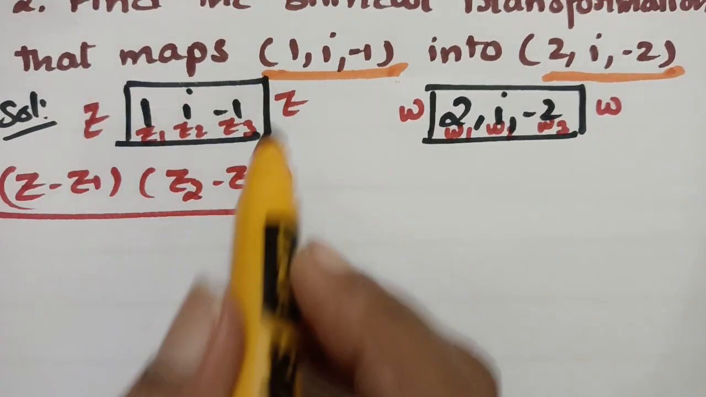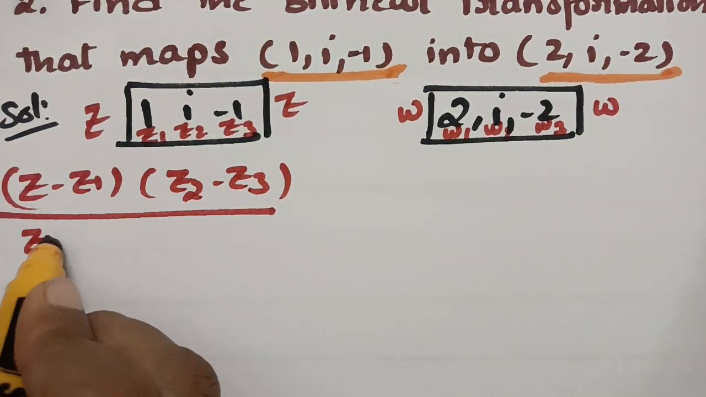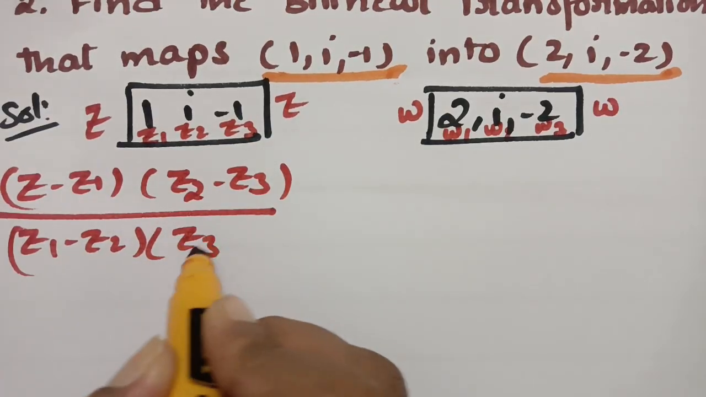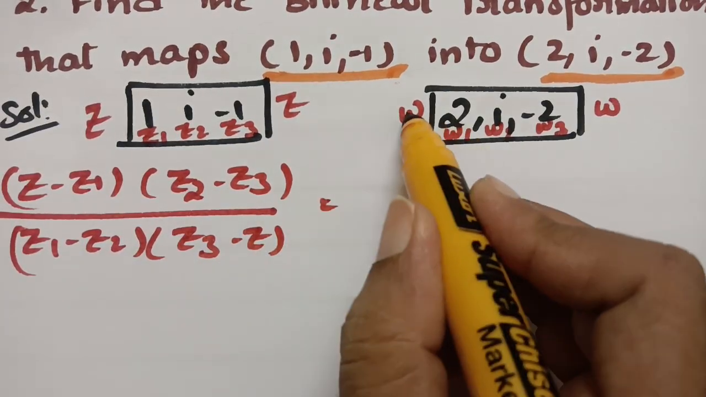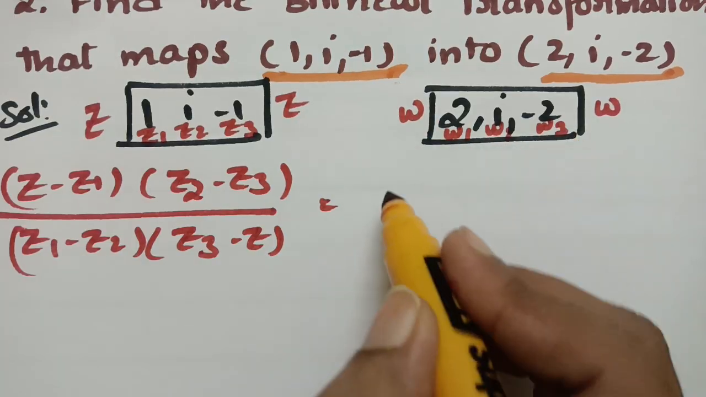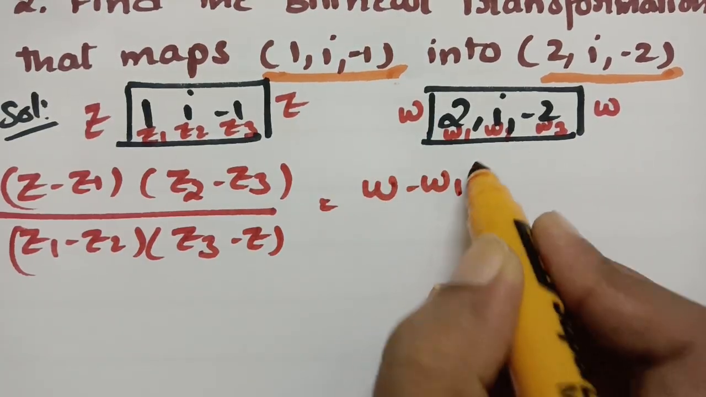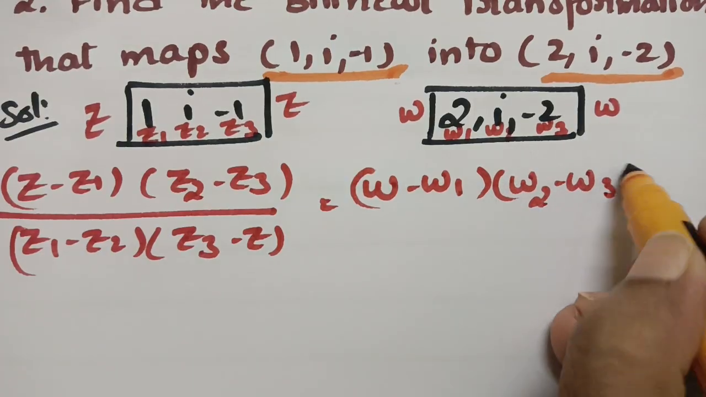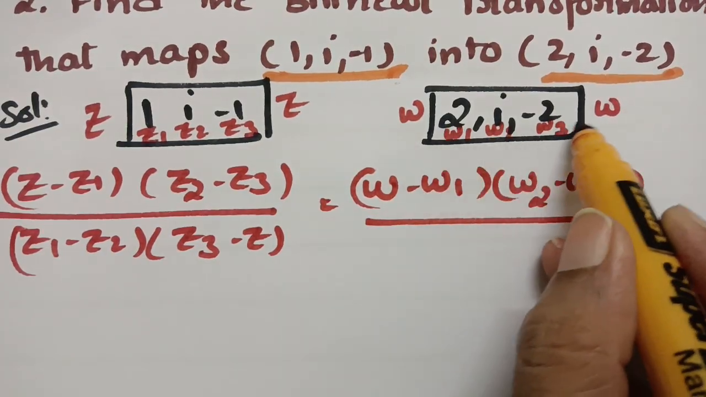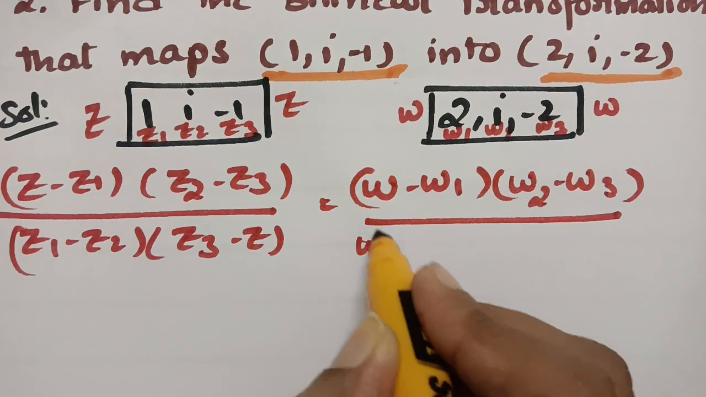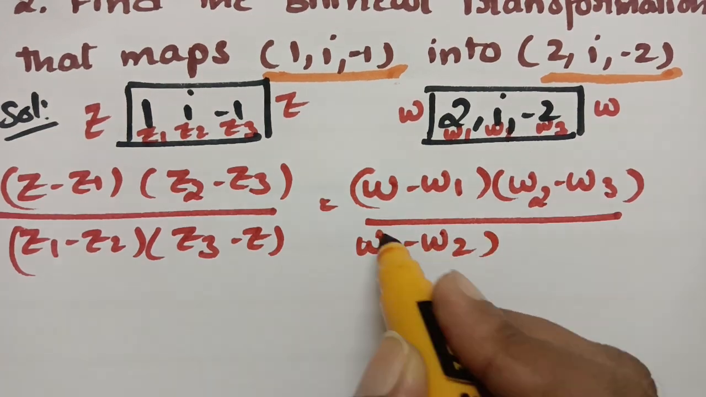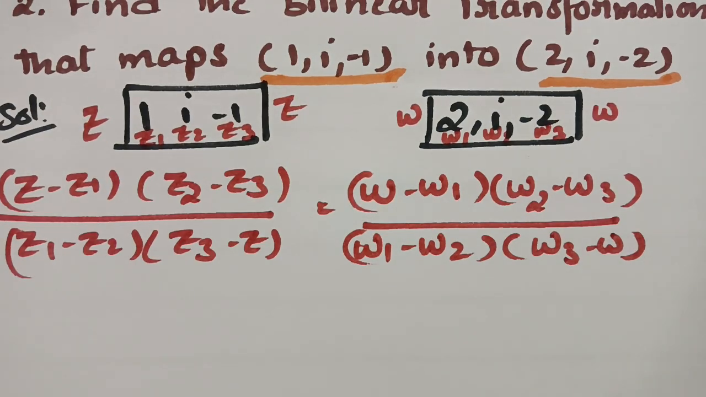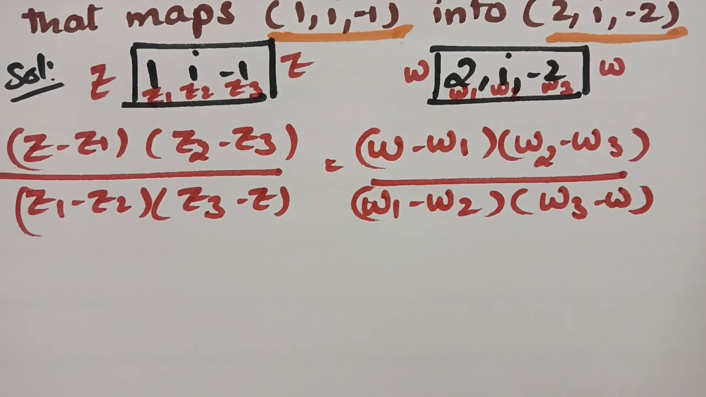So this time we have to construct these 4 points, that is Z1 minus Z2 and next one Z3 minus Z. So here this time we have to take the first 4 points, that is W minus W1 and next one this is W2 minus W3 divided by. Now we have to take all the 4 points, that is W1 minus W2 into this is W3 minus W2. W.